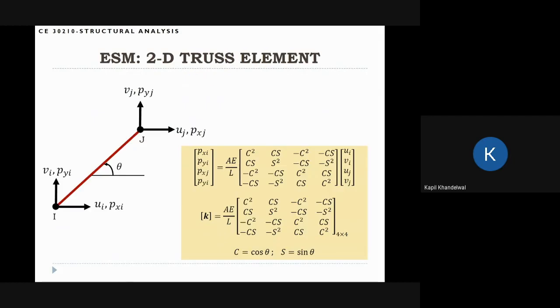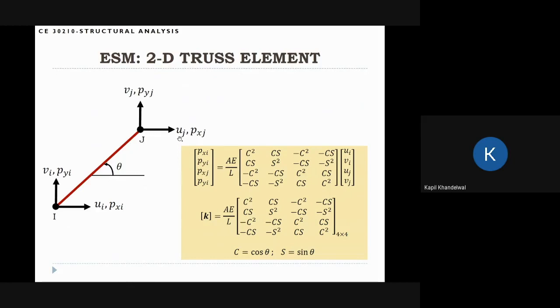Next, I want to go over the 2D truss element that we have covered in our class. So for the 2D truss element, this is one truss element in which this is node I and this is node J, and theta determines the orientation of the bar member or this truss member. In this case, this element has 4 degrees of freedom.